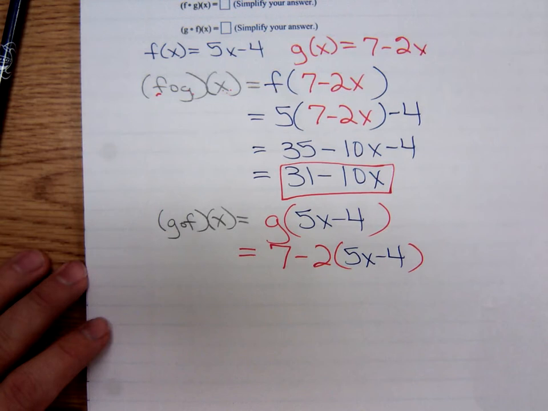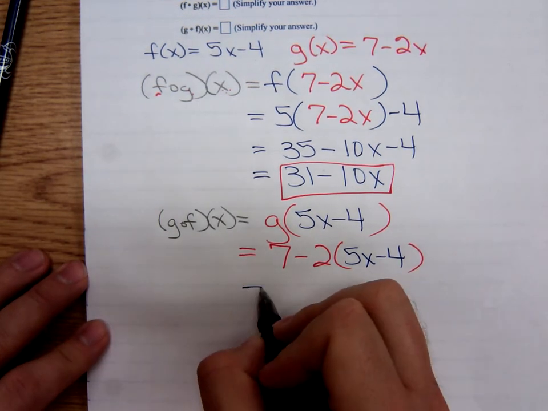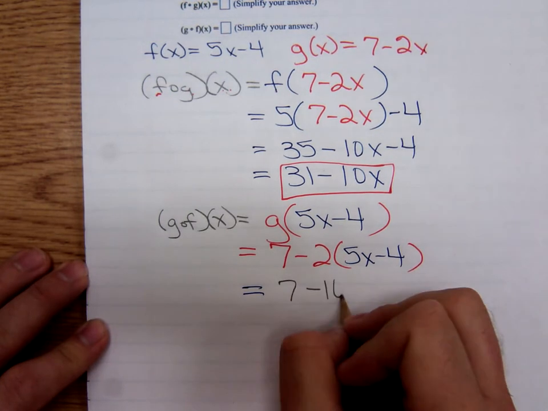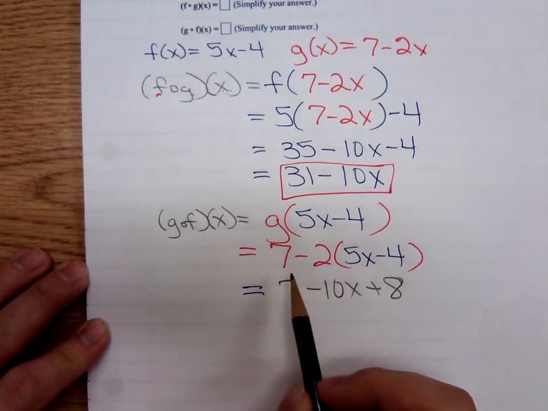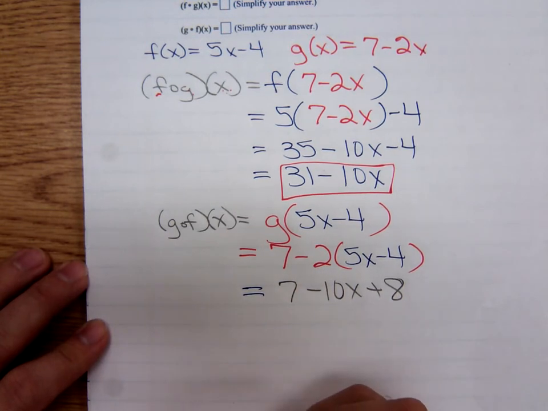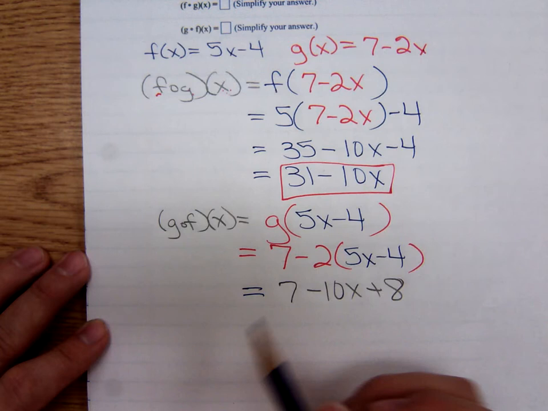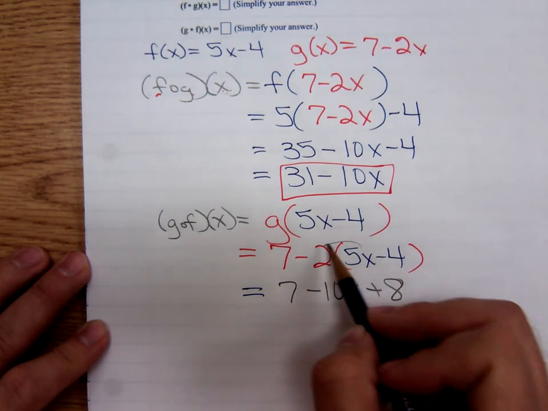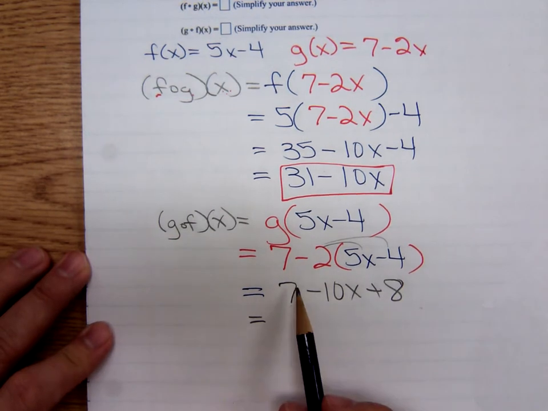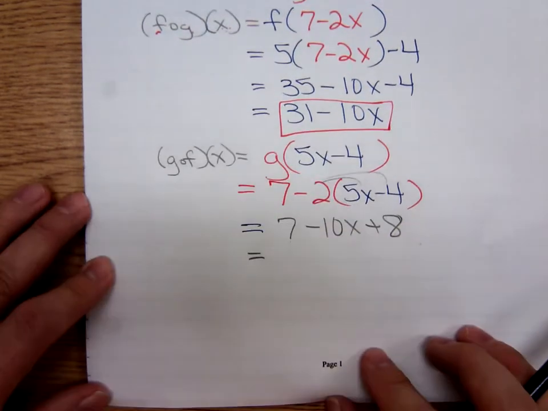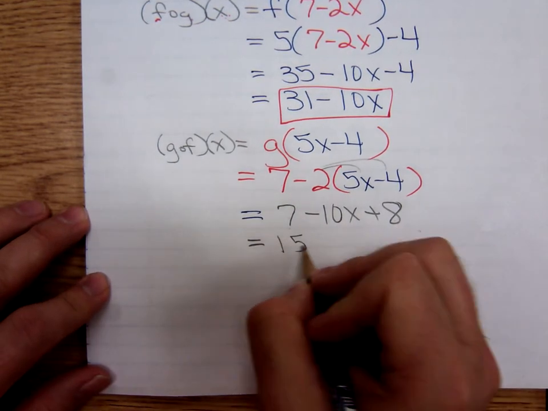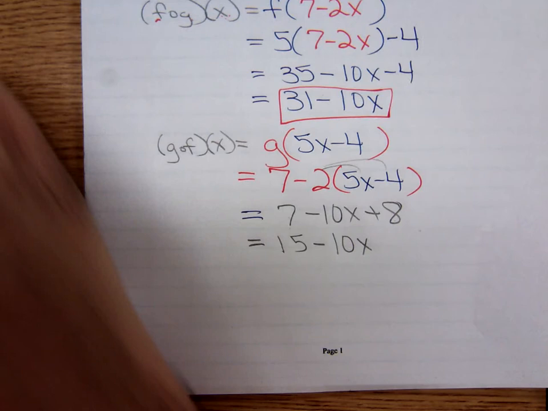And I distribute through that negative 2. That'll give me 7 minus 10x plus 8. Don't make the mistake of subtracting this 2 from the 7. Remember your order of operations. You multiply before you subtract. So distribute the negative 2 and then combine to give us a final answer of, I'll put my constant term first, 7 plus 8, which is 15 minus 10x. Any questions there?